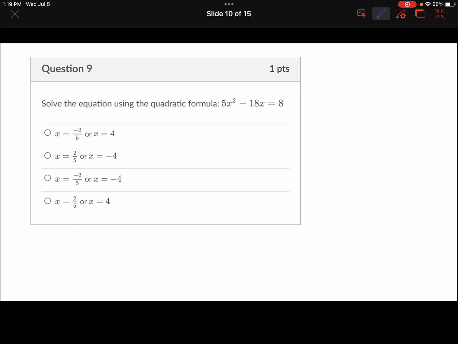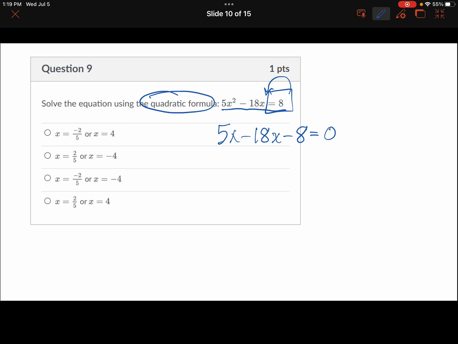So solve this using the quadratic formula. First thing you got to notice, this isn't equal to 0. So I need to move this over here. So I have 5x squared minus 18x minus 8 equals 0. And then if I'm going to use the quadratic formula, and if you don't like factoring, or if you have something that is prime and it cannot be factored with real numbers, this is your only option.